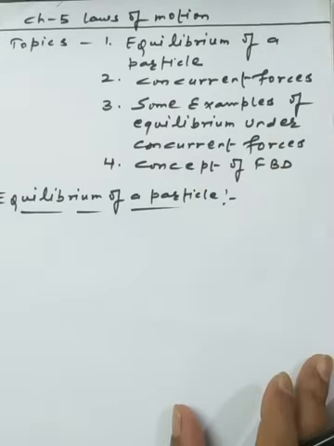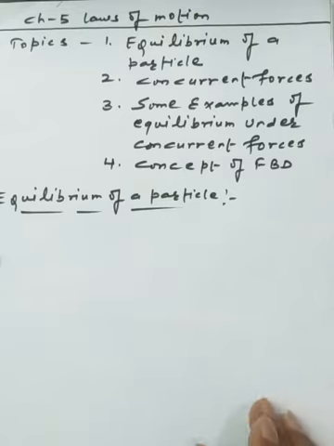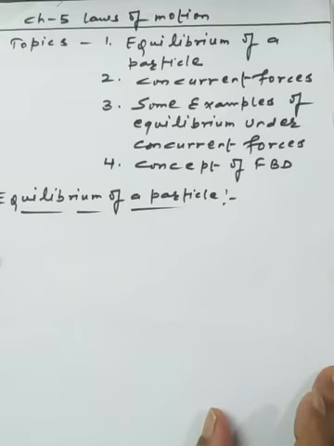Now, dear students, chapter number 5, Laws of Motion, and we have to discuss the following topics. First, equilibrium of a particle. Second, concurrent forces, some examples of equilibrium under concurrent forces, and the concept of the FBD. Here, the FBD means the free body diagram. So, in a general manner, we are discussing a little bit of mechanics in the laws of motion, or NLM.